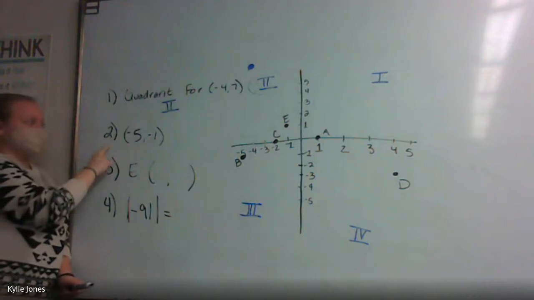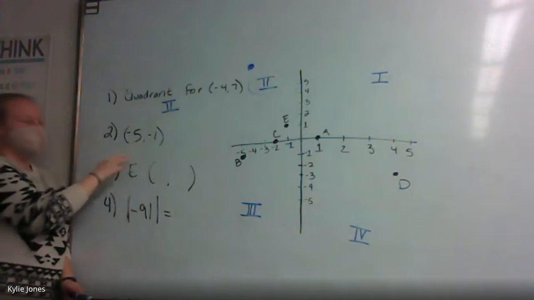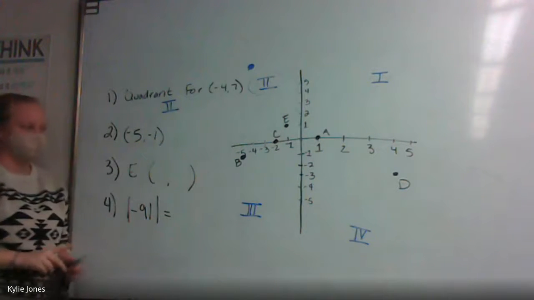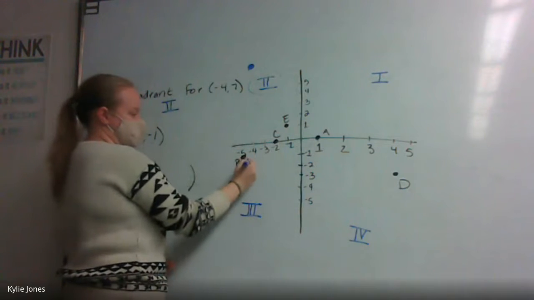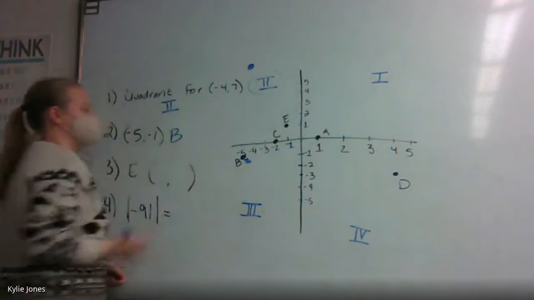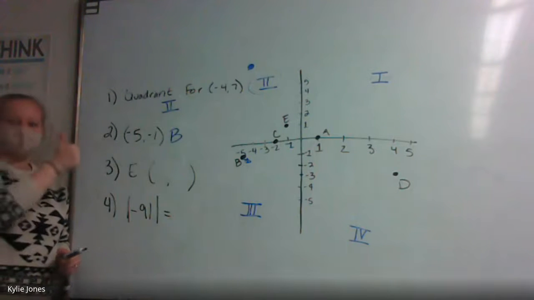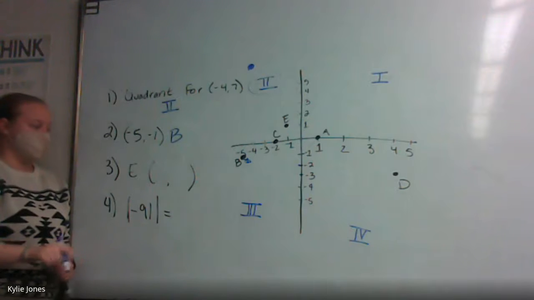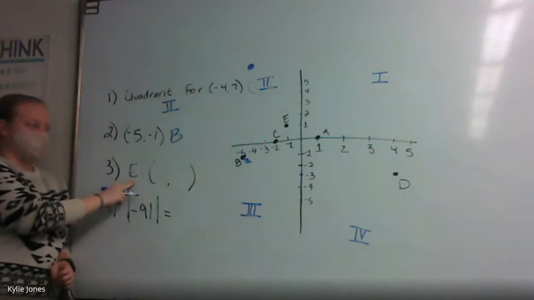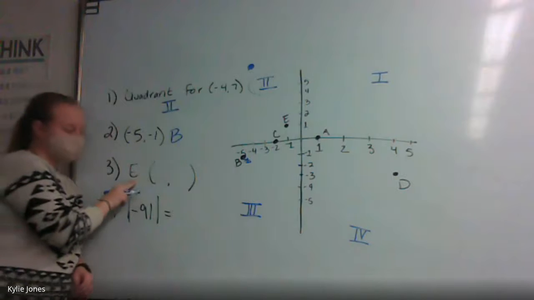Number 2, what letter is at negative 5, negative 1? B. So you start here and you go backwards 5, down 1. Point B. How'd you do? Good. 3. We need to figure out the ordered pair for E. Where is that? Negative 1, 1. Good. Backwards 1, up 1. So negative 1, positive 1.